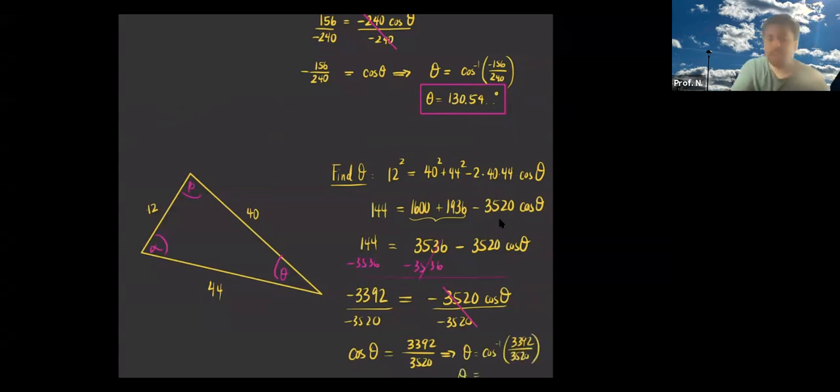And when you put that in your calculator, I'll put that in my calculator. Second cosine of the fraction 3392 divided by 3520.